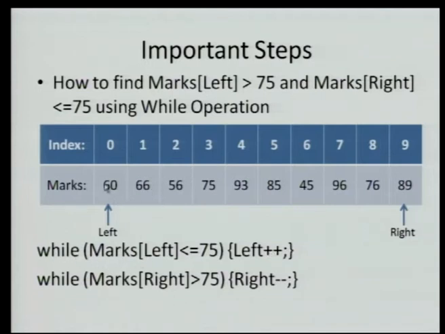So how exactly is it going to happen? Left will be moved to 66. Left then will be moved to 56, then it will be moved to 75. It is still less than or equal to. At 93, this particular condition, marks left less than or equal to 75, will become false. So that is the point, 93. We will stop at that particular point of time and our left value will then, from the 0th location, move to location 4.